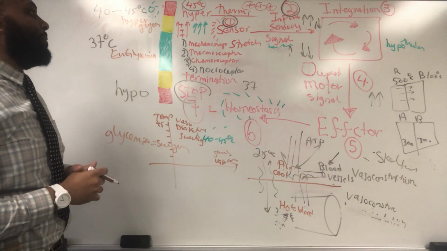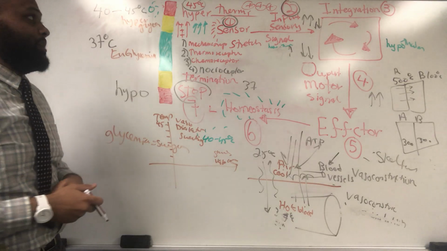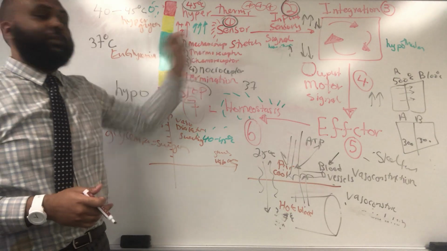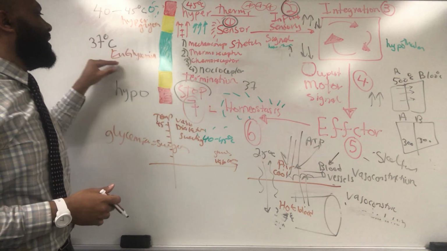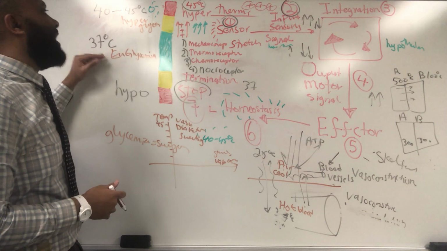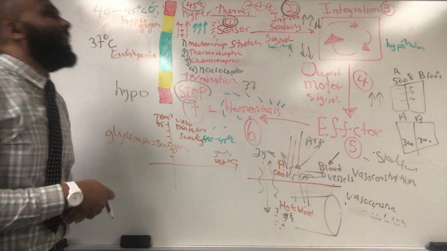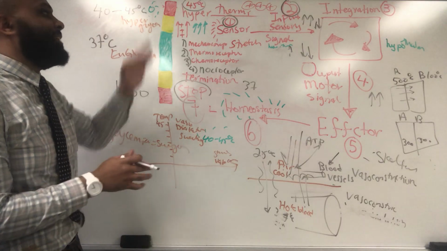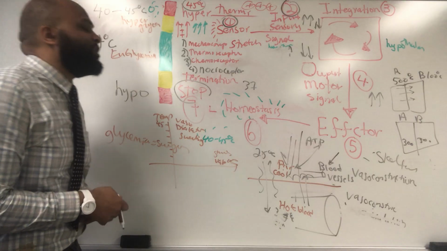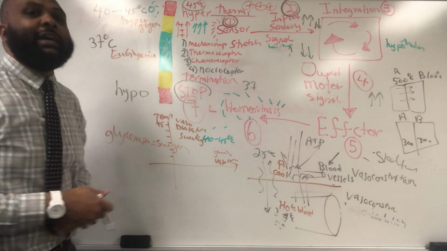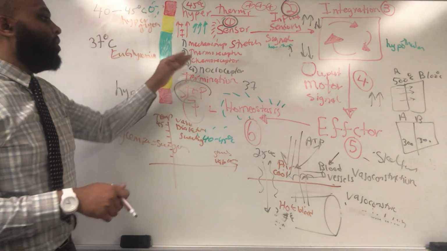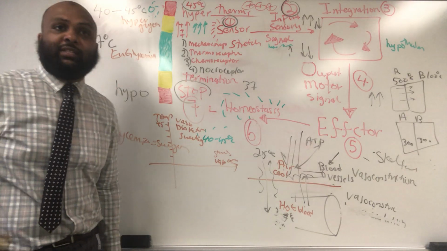Now let's look at how we repair hyperglycemia. What's the first step? Sensor. Who's going to sense that we are not at euglycemia, that we have extra sugar? Do you think a mechanoreceptor, a stretch receptor, is going to sense that? Or a thermoreceptor? Or a chemoreceptor? Or a nociceptor?